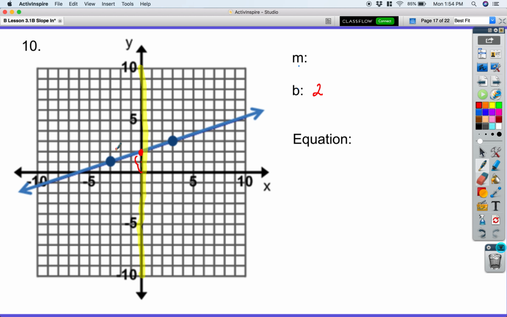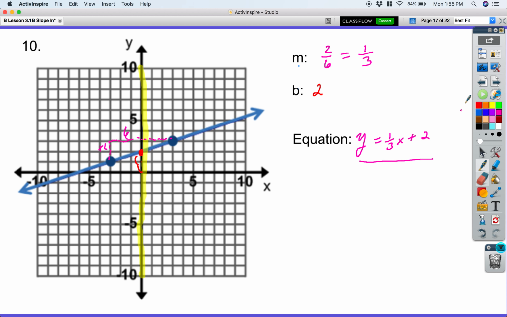And my slope is just my rise over run. So let's go ahead and choose a different color. Let's choose pink. If I go up 1, 2, and now I go to the right, 1, 2, 3, 4, 5, 6. So when I went up 2 over 6, this reduces to 1/3. So now all I do is plug that into y equals mx plus b. So I get y equals 1/3 x plus 2.